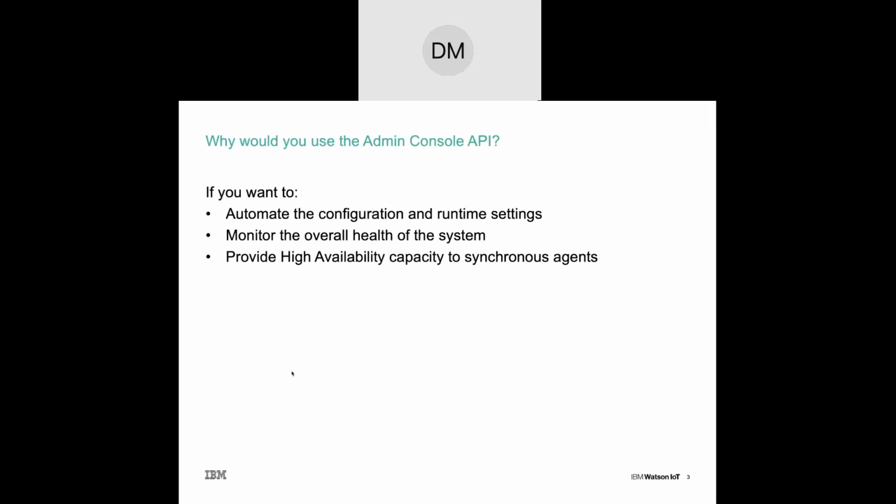So why would you use the Admin Console API? Well, automation is a very big topic these days, and if you've ever tried to automate your existing TRIRIGA servers, you know that it is very difficult. So with this new API, you'd be able to automate the configuration and runtime settings of your TRIRIGA servers, along with monitoring the overall health of the system. The goal is to provide you with the capability to have high availability and add capacity to things like running your synchronous agents.